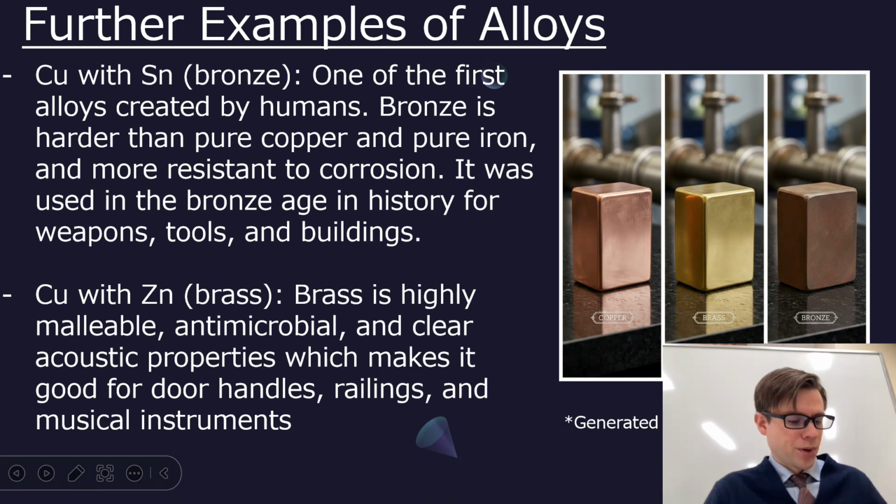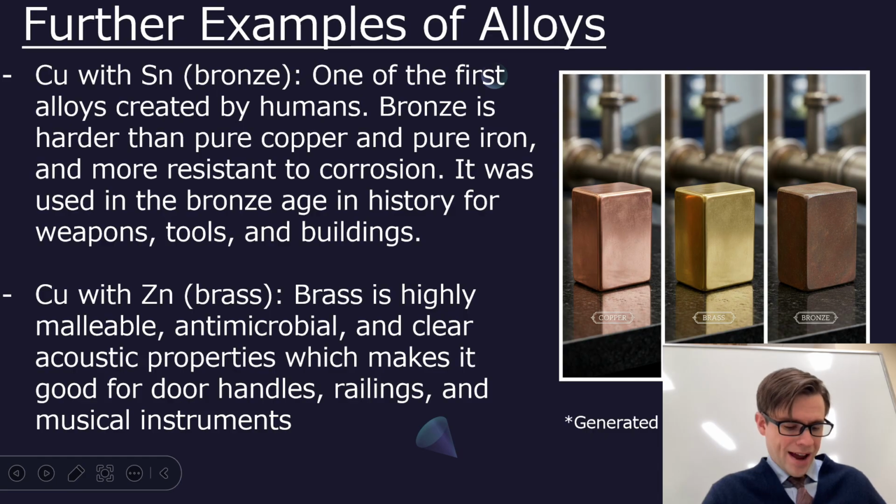What else? Copper with tin. Sn is tin. That's bronze, one of the first alloys created by humans. Bronze is harder than pure copper and pure iron and more resistant to corrosion than either. So this was used in the Bronze Age in history for weapons, tools, buildings, one of the first ages of metal that we had, I think.